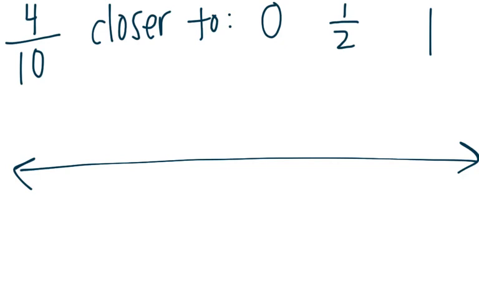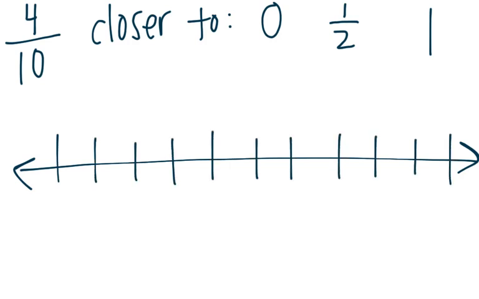So I know that if my denominator is 10, that means I need to have 10 equal pieces. If I have 10 equal pieces, that means I need to draw 11 equally spaced lines. 1, 2, 3, 4, 5, 6, 7, 8, 9, 10, 11. Now we're going to label 0 at the beginning of our number line and 1 at the end.